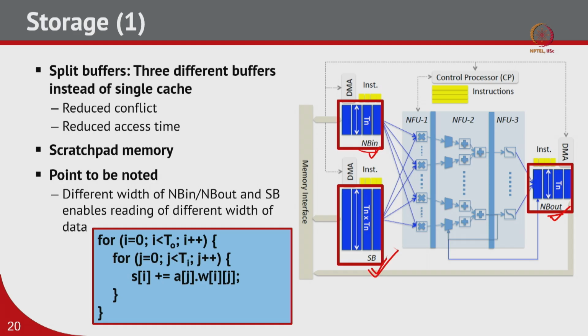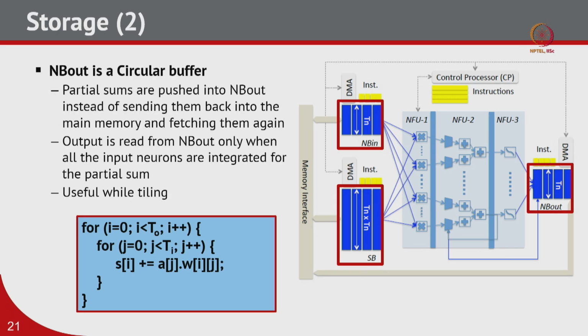Now, these buffers are implemented as scratchpad memory, which is lower cost. Another important point to note is that different buffers have different widths. You can see that NB in, NB out and SB have different widths, and that enables reading data of different widths. Let us discuss more about the storage.